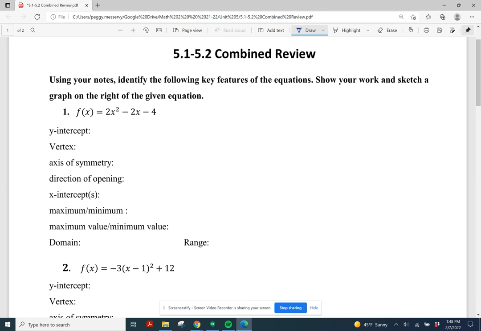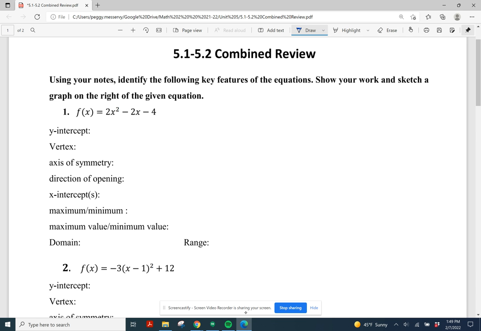Right, we're going to do the first two questions on the 5152 combined review using your yellow notes. And as we do this, you might want to think about what you can put in that table that you can use for your next test. Show your work, sketch a graph on the right of the given equation. So we're going to identify key features, and we're going to sketch a graph when we're finished. All right, so here we go.